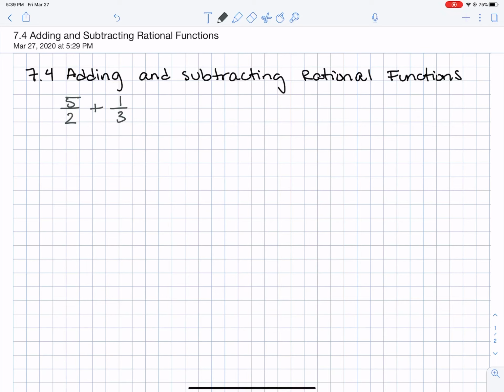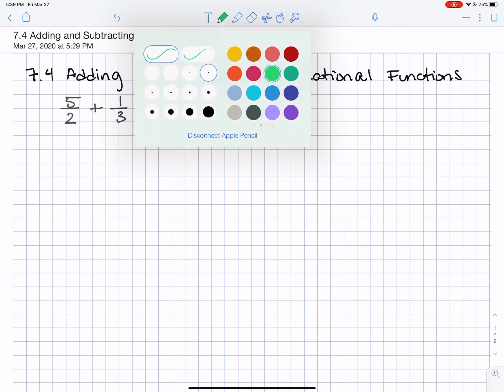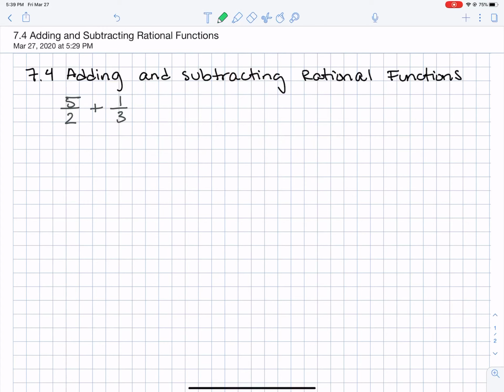Now we know right away that I cannot just go ahead and add these together. Before I add fractions, we need to create like denominators. So my 5 over 2, I need to multiply by 3 over 3, and my 1/3, I need to multiply by 2 over 2. This creates the like denominator of 6. So I have 15 over 6 plus 2 over 6. Now I can add the numerators and I get my final answer of 17 over 6.